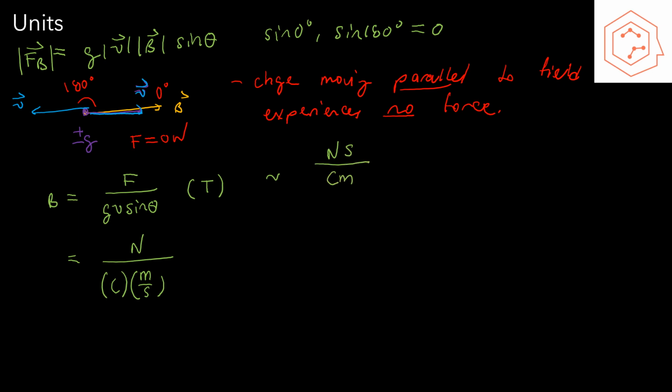But if you remember from grade 11, a coulomb per second is simply describing some quantity of charge per some amount of time, which is exactly how we define current. And current has units of amps. And so more commonly, you'll see that a Tesla is expressed as newtons per amp meter.